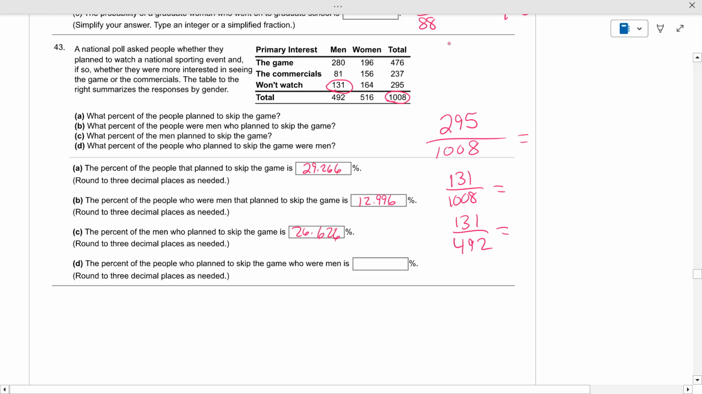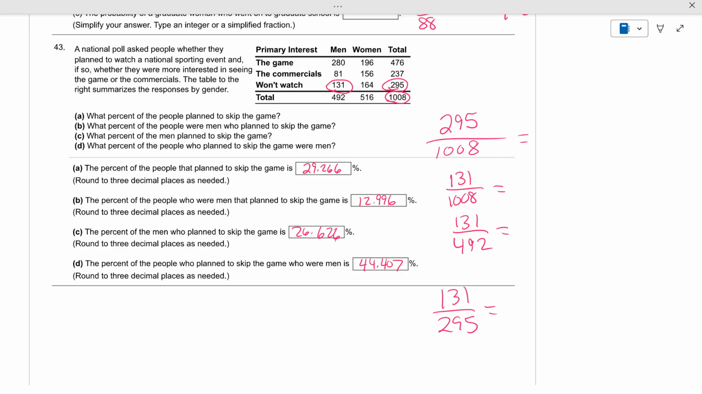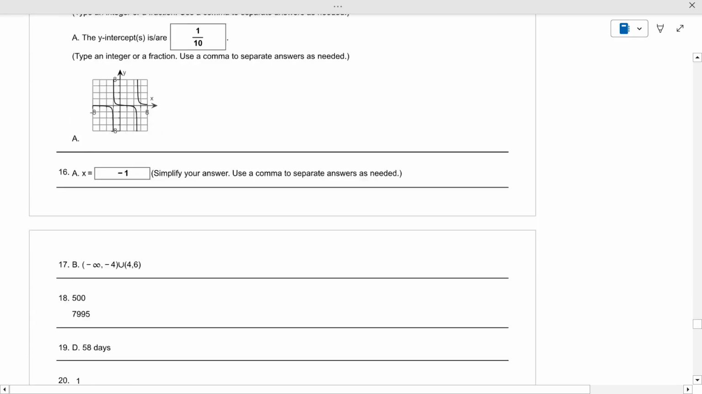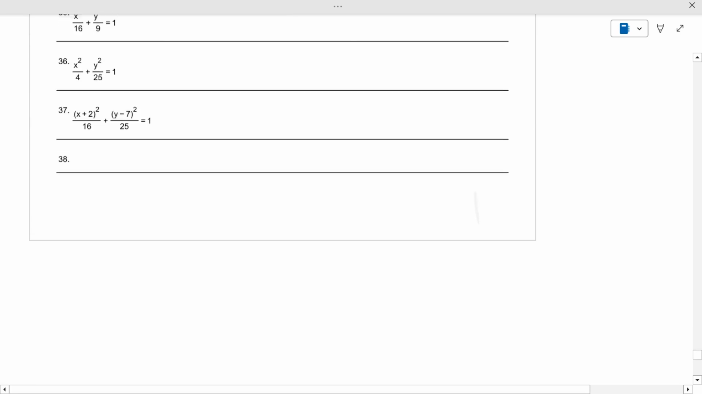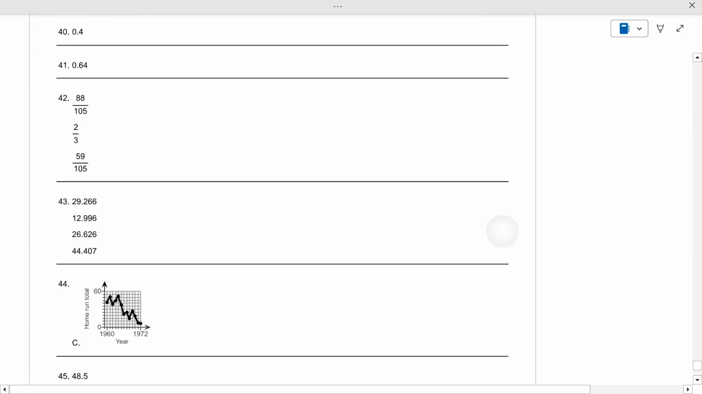Okay. The percent of people who plan to skip the game who are men. So of those who planned to skip the game, how many were men? So that'd be 131 out of 295. Yep.